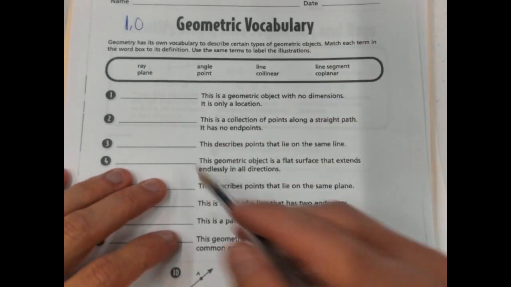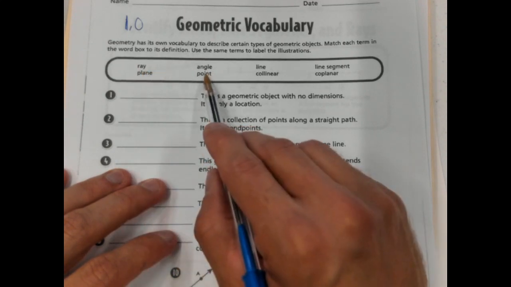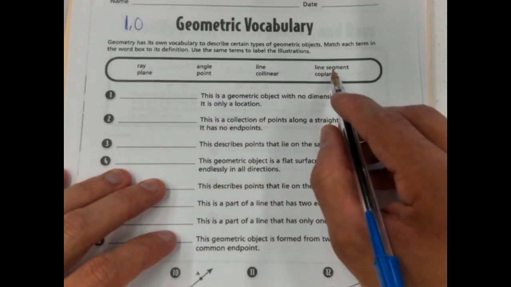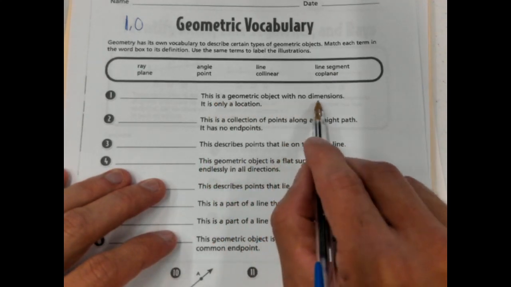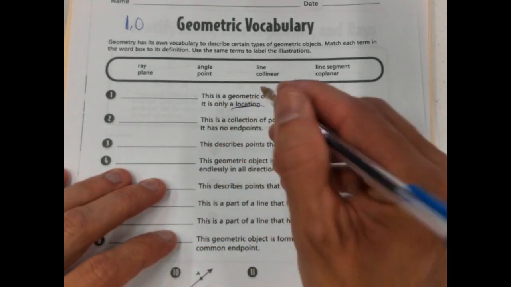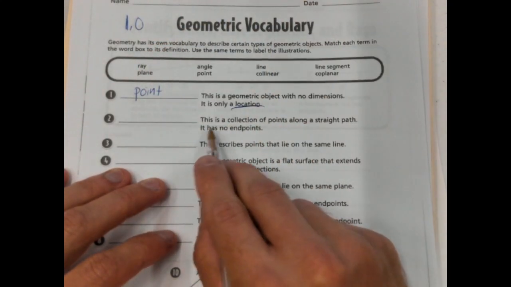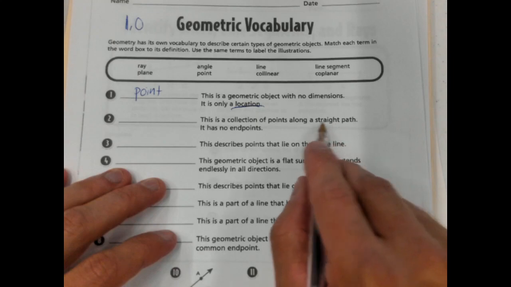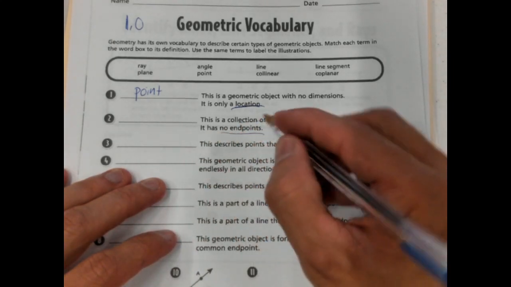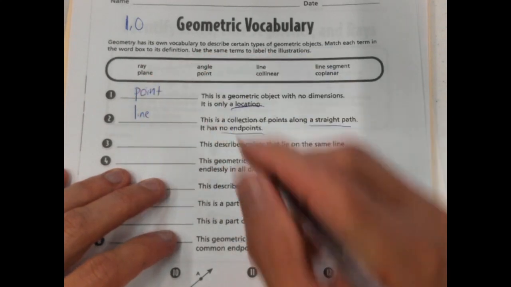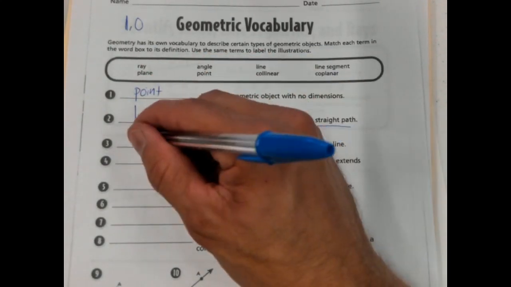Okay, so we're going to just go through this and match it up. Our 8 choices are ray, plane, angle, point, line, collinear, line segment, and coplanar. First one, this is a geometric object with no dimensions. It is only a location. That's the key word, location. That is going to be point. Okay. This is a collection of points along a straight path. It has no endpoints. Straight path, collection of points, no endpoints. That is line. This describes points that lie on the same line. That is going to be collinear.